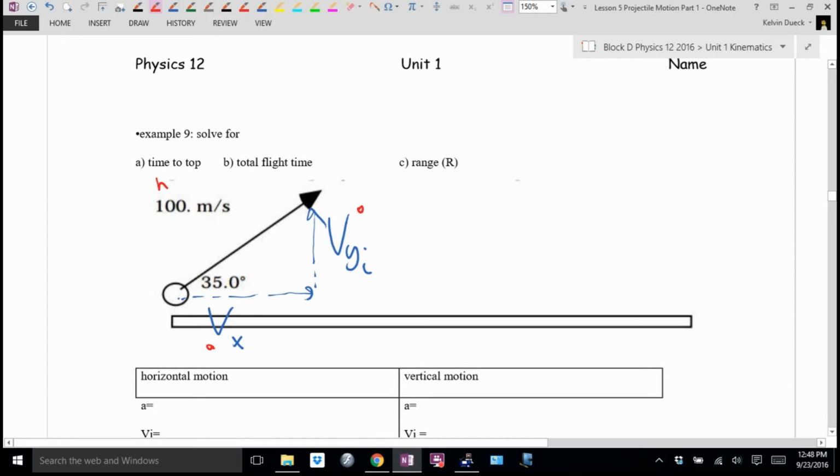Let's find Vx first. Which trig function? Cosine, loud and proud, with authority in your voice, because you know it. So I think you're going to get cosine of 35 equals the x over 100. Cassidy, how would I get the Vx by itself?